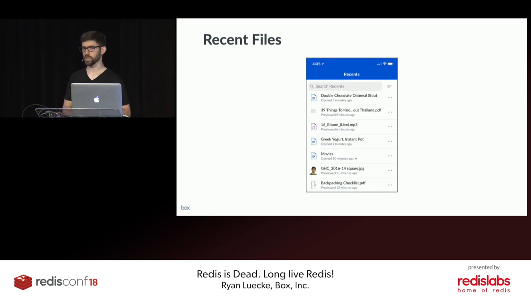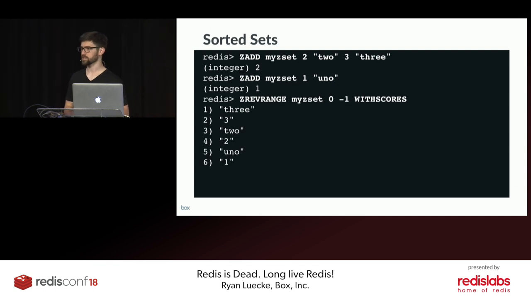But around this time, we were implementing a feature called recent files. And it's pretty much as simple as it sounds. This is my recents on my phone. I've got a list of files and other content that I've accessed. And it's organized with most recent at the top, least recent at the bottom. And we wanted to have this feature be available on mobile and desktop and everywhere. The problem was, okay, where do we store that data? How do we store a set of data that needs to be organized in some sorted way? And we saw, okay, Redis has sorted sets.